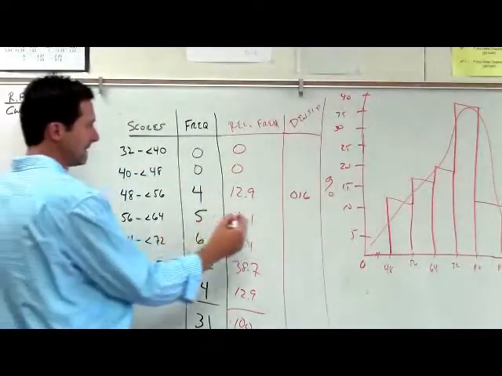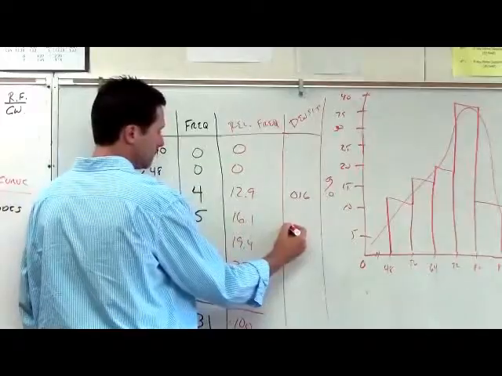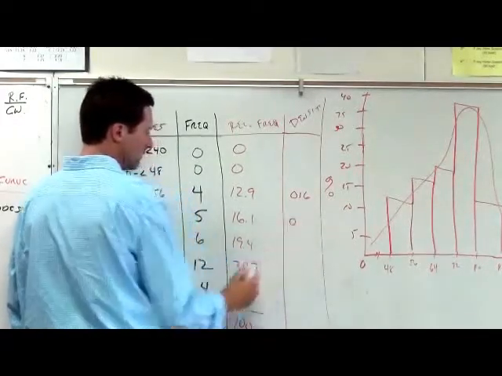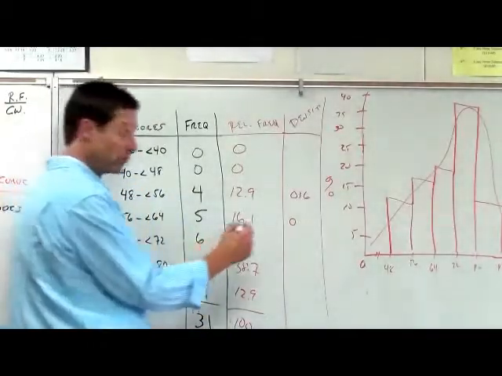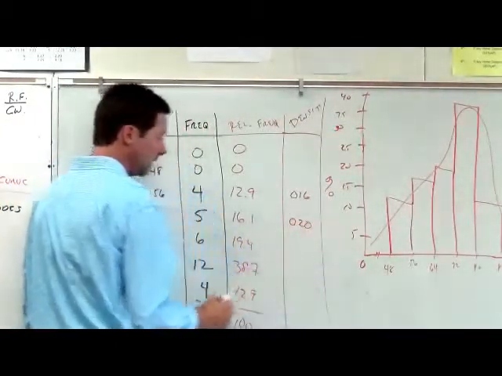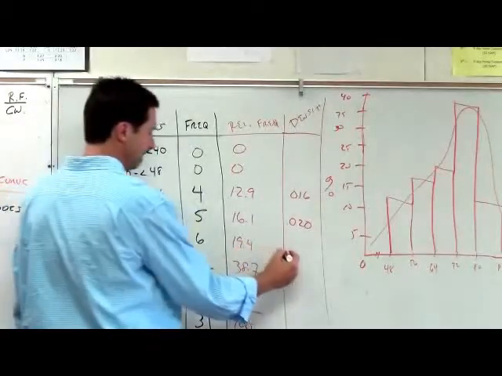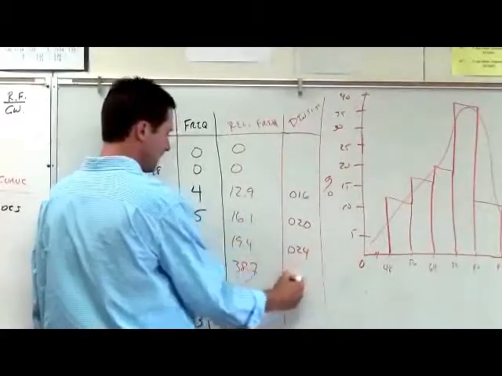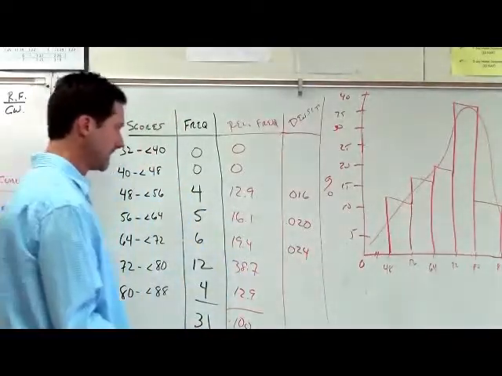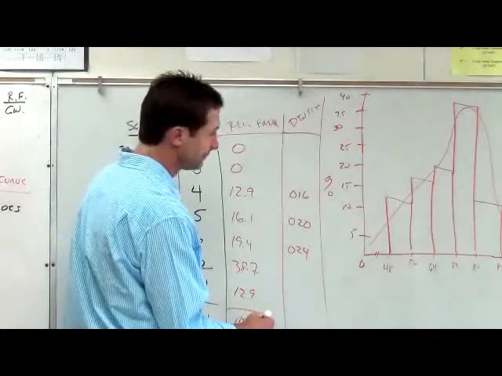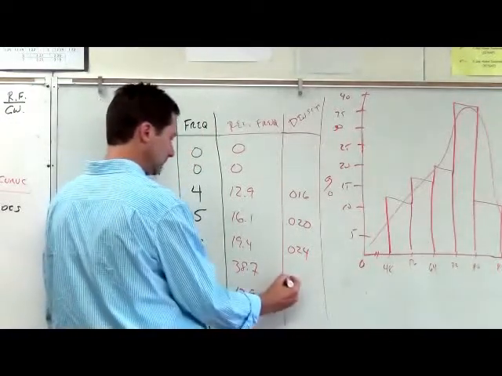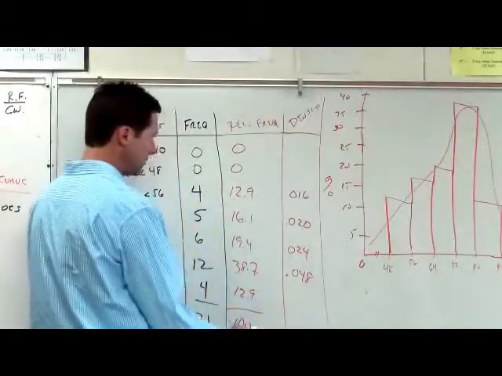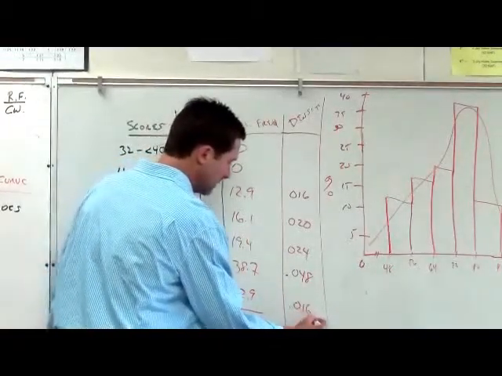Next one. 0.020. 0.024. Next one, the big one. 0.048. And then probably the last one, 12.9, that's 0.016.